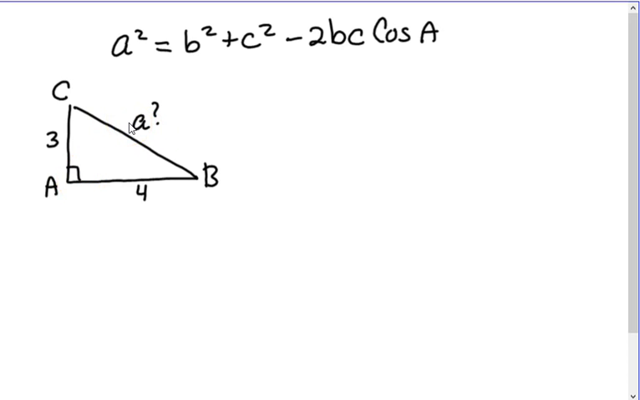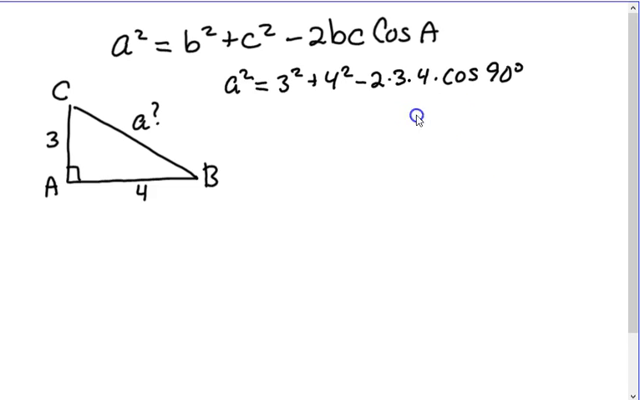Obviously, I don't need to use the law of cosines to do this because it is a right triangle. I could use the Pythagorean theorem. But let's just show you what happens when we use the law of cosines. So I'm going to substitute in here a squared, and then my b and my c. So this would be 3 squared plus 4 squared minus 2 times 3 times 4 times cosine of 90.